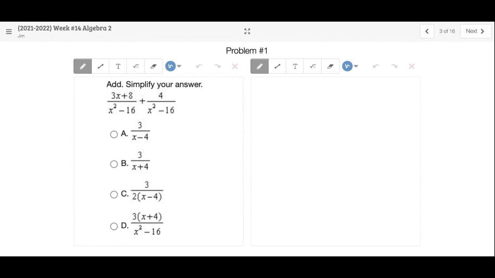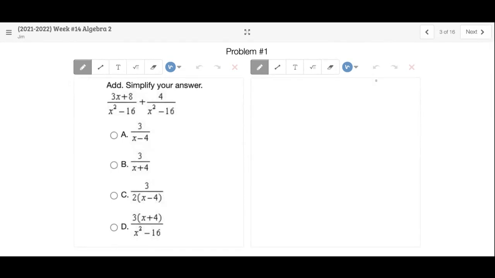All right, so this is problem number 1 on the practice. It says, add, simplify your answer. The first thing I do when I look at a problem like this is I ask myself, do I have a common denominator? We do have a common denominator, and because it's just an addition problem, I'm just going to add right across the top. So this is going to give me 3x plus 12 over x squared minus 16.